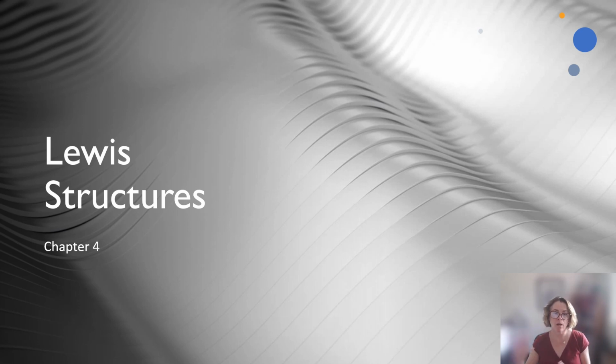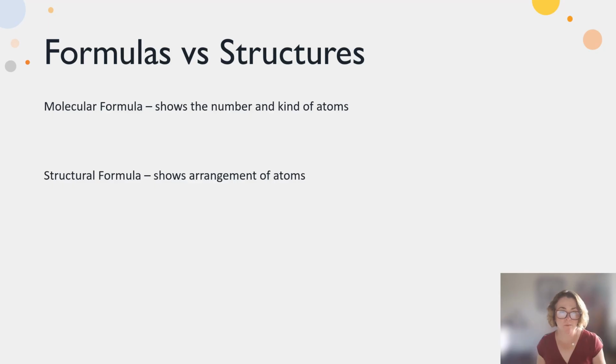A little bit later on, we're actually going to take these Lewis structures and transform them into 3D pictures so that we can see in 3 dimensions what these molecules actually look like. But before we can do that, we need to figure out how these atoms are connected to each other, who's connected to who. So what we've been talking about so far is the molecular formula, which is going to show us the number and kinds of atoms.